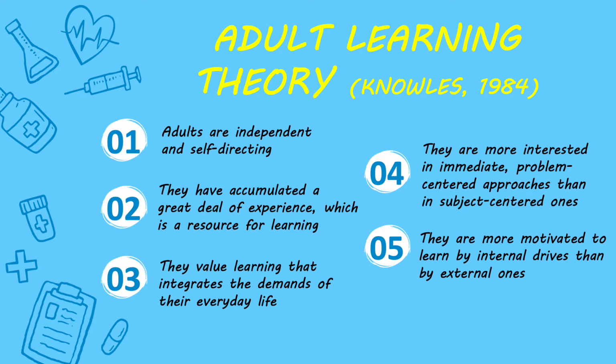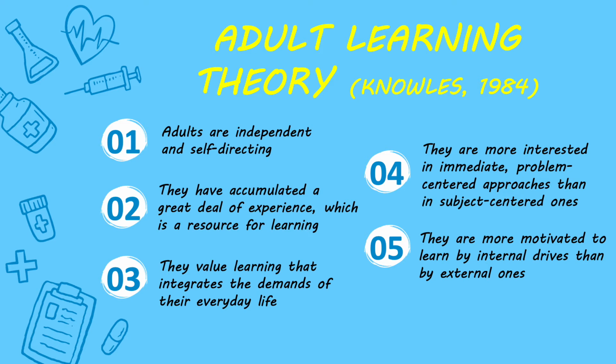Before we get into specifics, let's look at some adult learning theory, which is going to guide us in the implementation of our in-service. Adult learning theory was first described by Malcolm Knowles in 1984 and relies on 5 key assumptions. 1, that adults are independent and self-directing. 2, that they have accumulated a great deal of experience, which is a rich resource for learning. 3, that they value learning that integrates the demands of their everyday life. 4, they are more interested in immediate problem-centered approaches than in subject-centered ones. And 5, they are more motivated to learn by internal drives than by external ones.